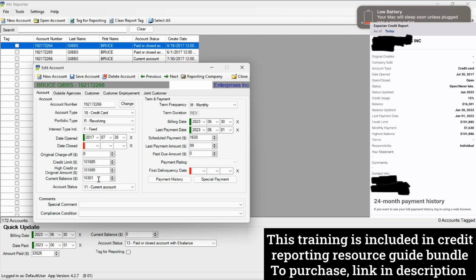Okay. Now the term and payment. Now this is the term, the frequency at which somebody's making payments to you. Is it a monthly payment that they're making towards your account that they have an obligation to?